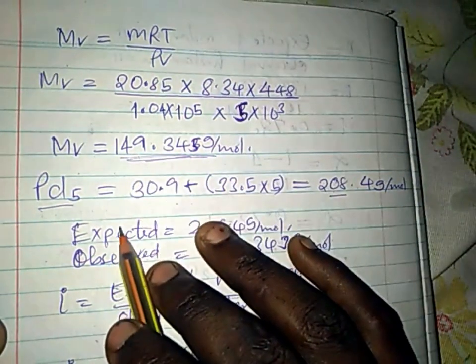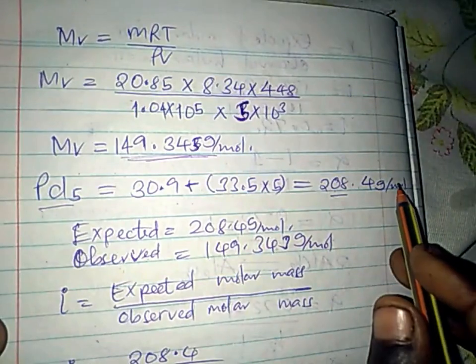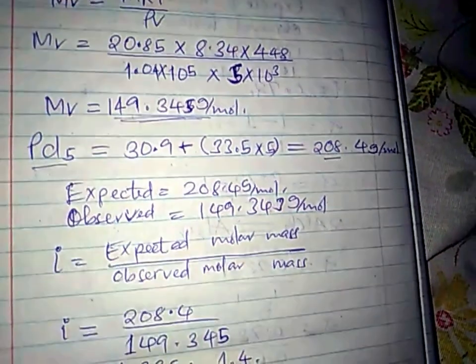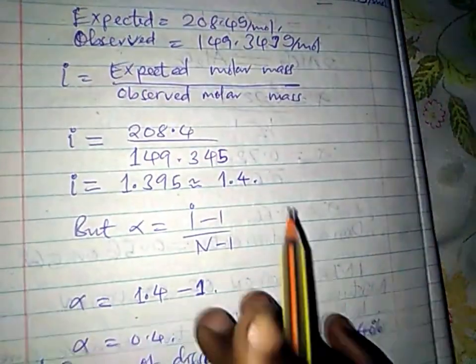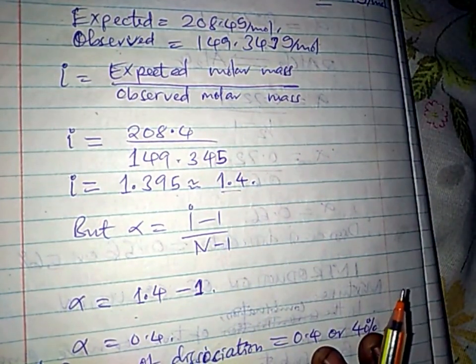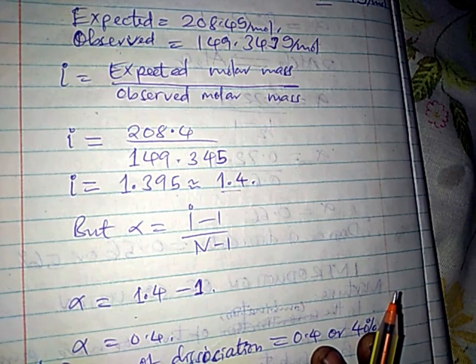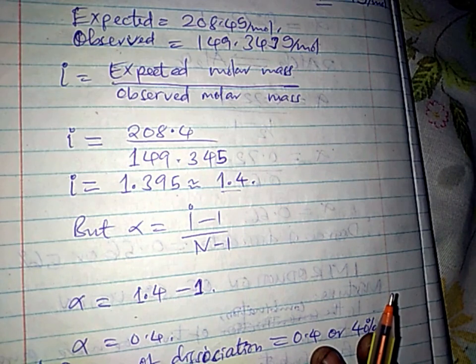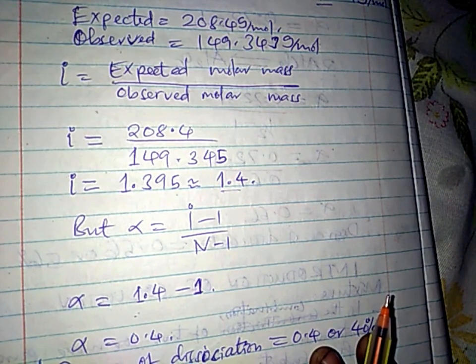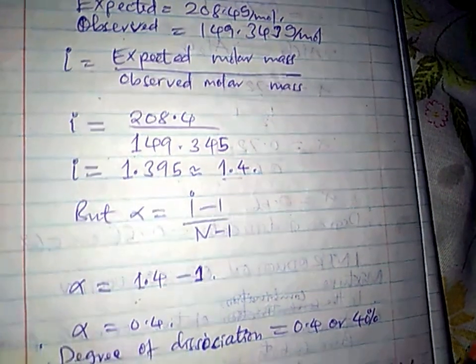Na actually is 208.4 na observed molar mass ni 149.34. So Van't-Hoff's factor value ukiapproximate kwenye 1 decimal place utapata 1.4. In physical chemistry we like presenting the answers in 3 decimal places, lakini kwenye baadhi ya calculation kama hizo unavyokalculate Van't-Hoff's factor, normally we are rounding it to 1 decimal place kwa urahisi. So rounding up the Van't-Hoff's factor to 1 decimal place utapata 1.4.